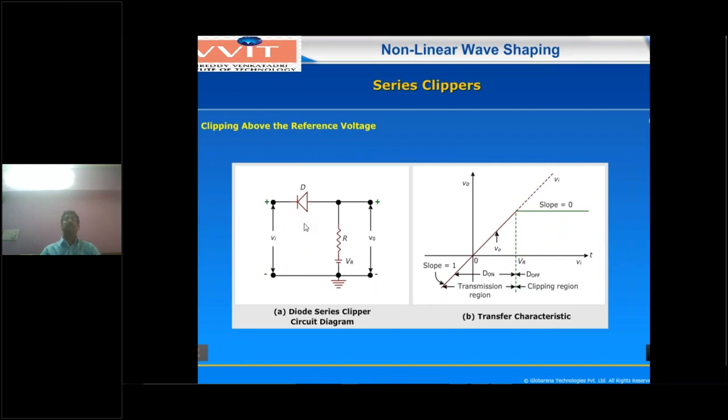Now, what are the conditions to be considered? Again, there will be two conditions. What are the two conditions? Vi less than VR condition and Vi greater than VR condition. For these two conditions, what is the diode status, either on or off, and you have to note down the corresponding output values. So the first condition, I'm considering as case 1.